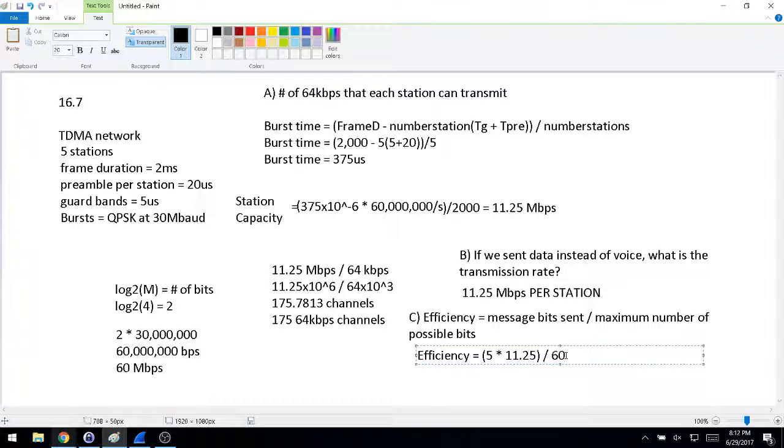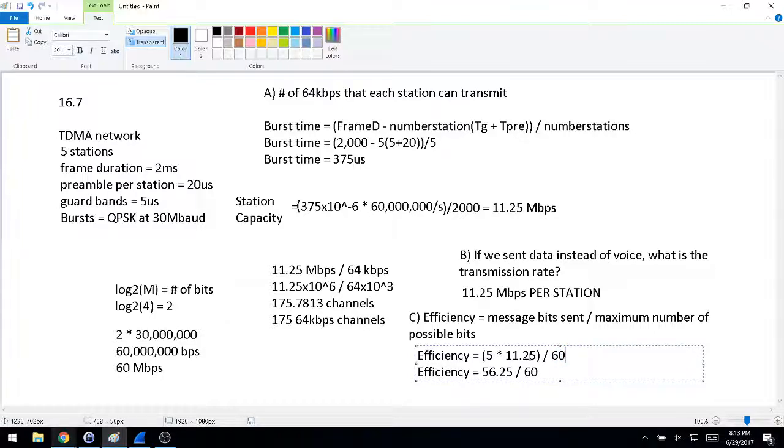So here we have 60 megabits per second, and that's the best we could possibly do based on our requirements. But in reality, we're doing 11.25 at each station with 5 stations. And so that tells us we have 56.25 out of a possible 60. I'll leave it like this, right? Because this is actually what it should be.